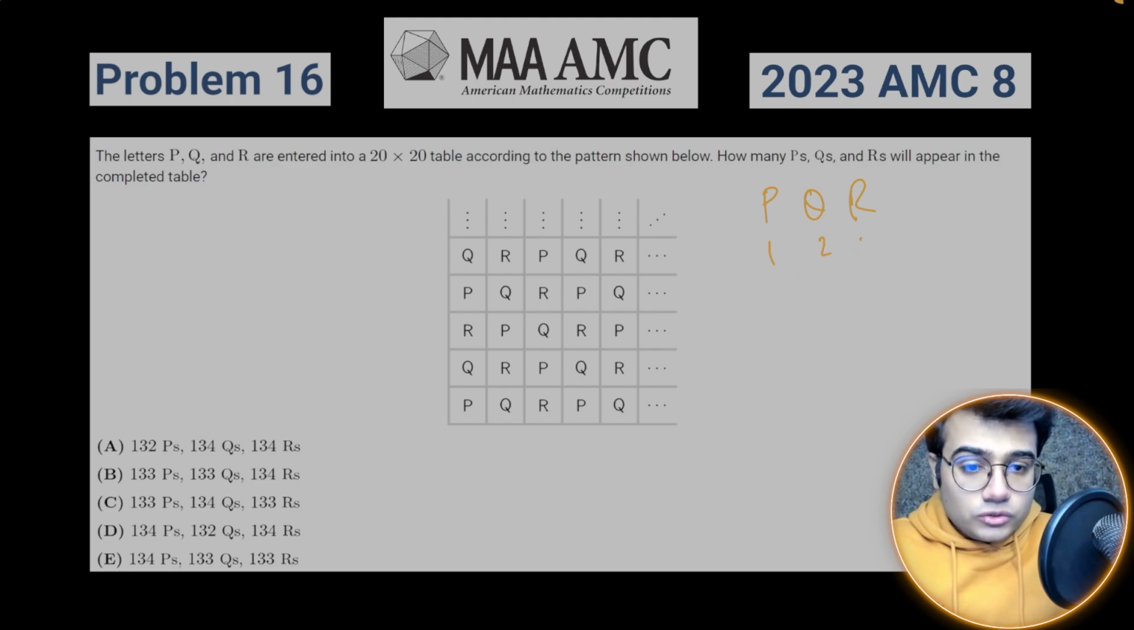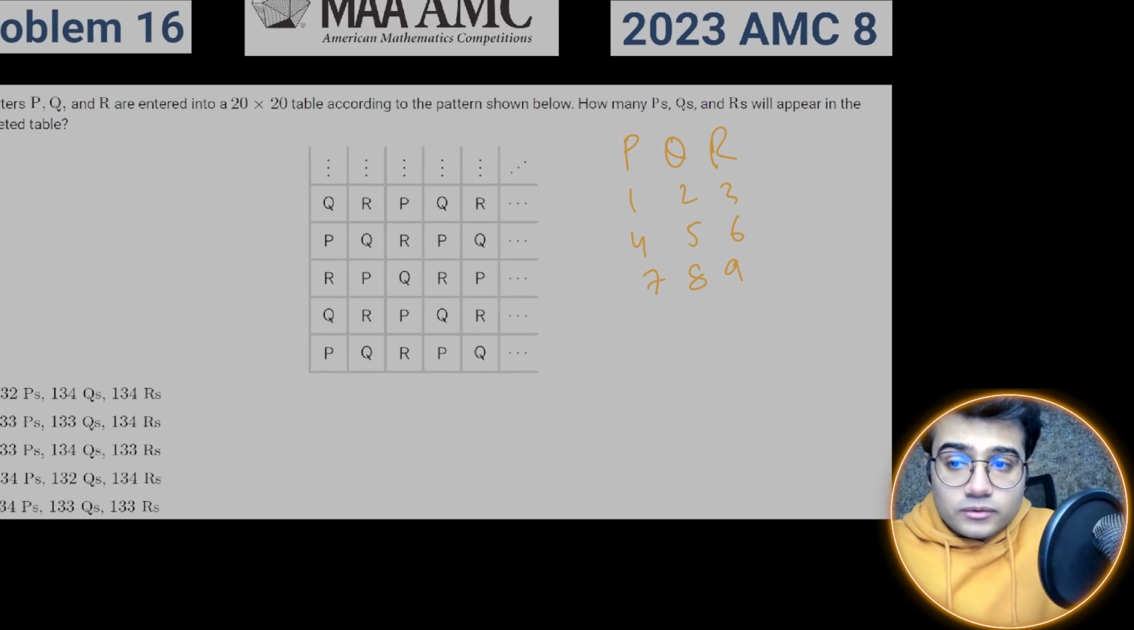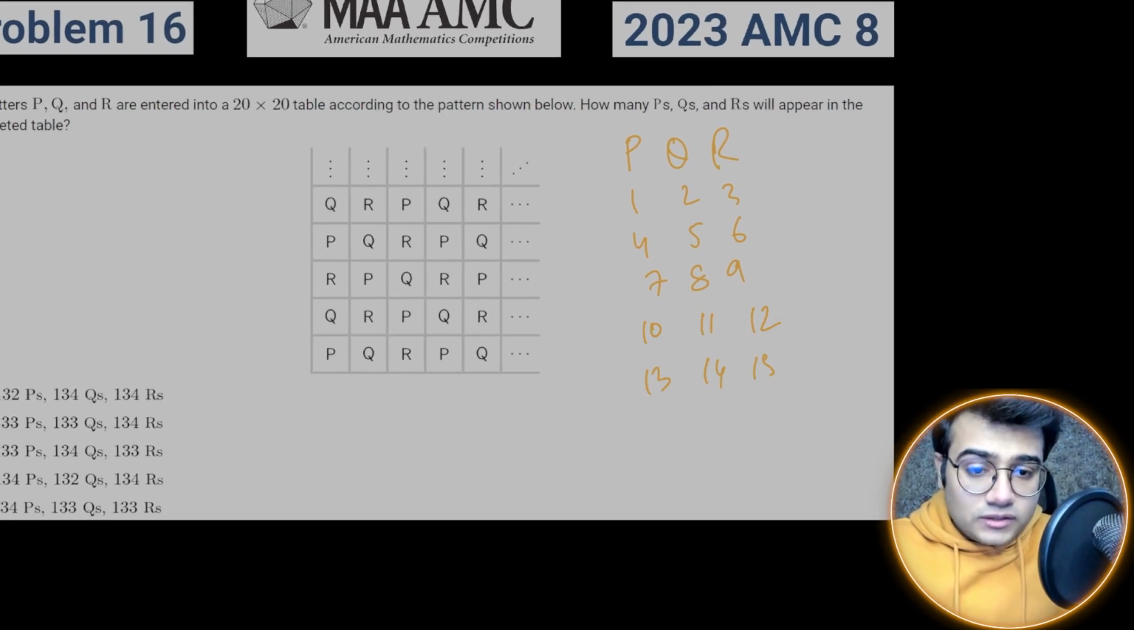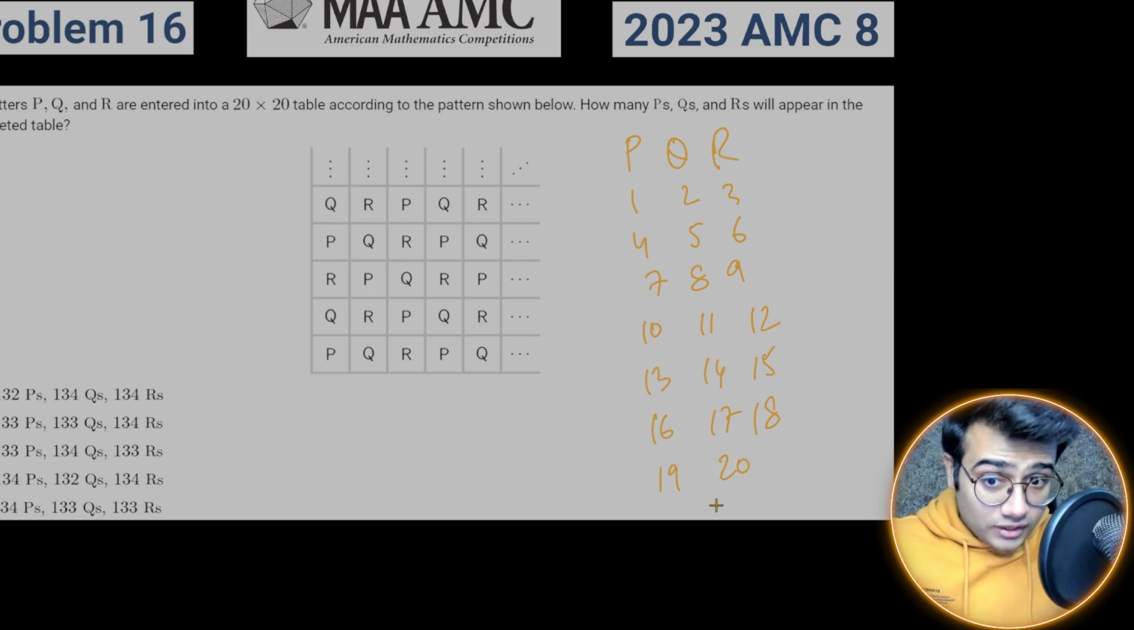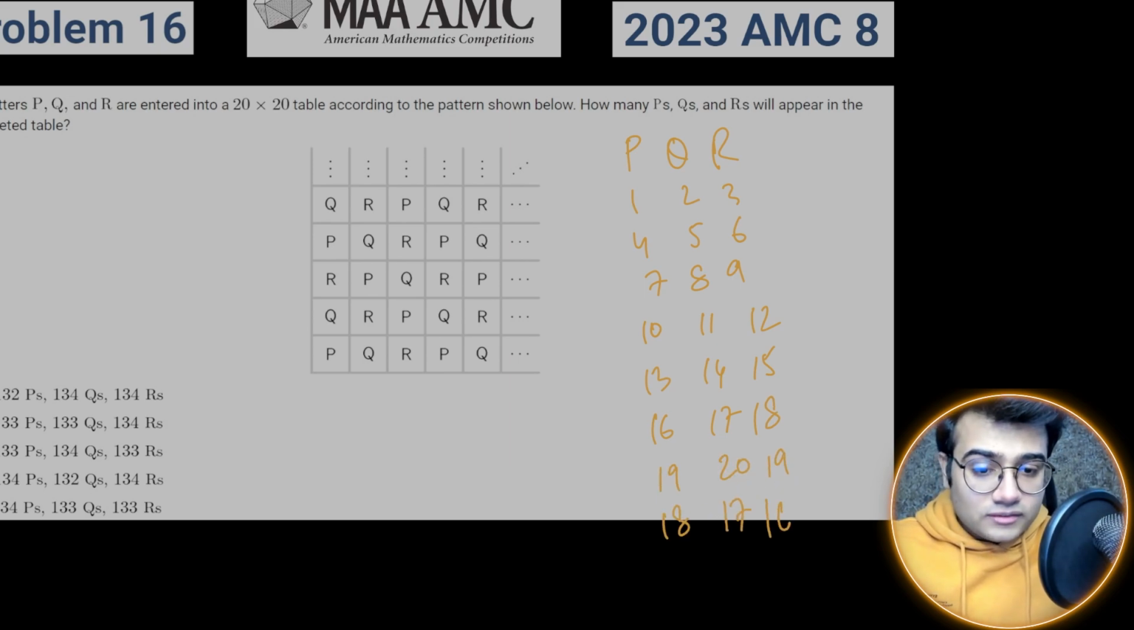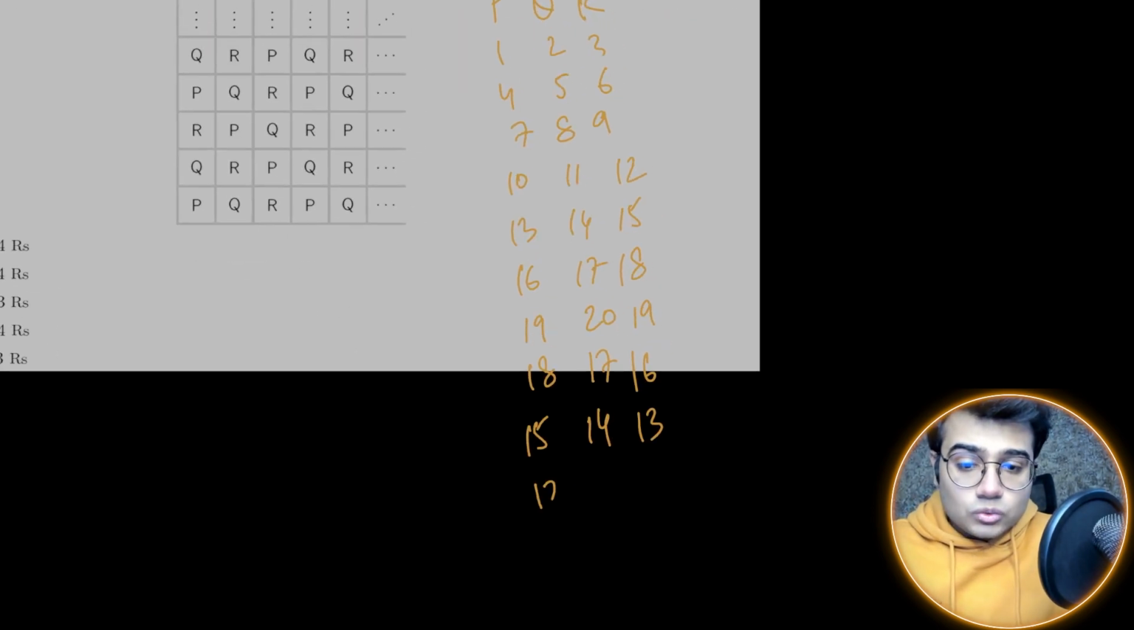So we have 1, 2, 3, 4, 5, 6, 7, 8, 9. Let me adjust that. 10, 11, 12, 13, 14, 15, 16, 17, 18, 19, 20. Now after that, it's going to start decreasing again. So 19, 18, 17, 16. Okay, it's going to be long. 15, 14, 13, 12, 11, 10, 9, 8, 7, 6, 5, 4, 3, 2, 1.